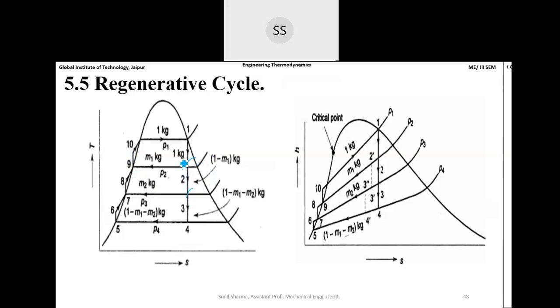Say we have talked about this as 1 kilogram. So this is 0.2 kilograms, this is again 0.2 kilograms, and this is the remaining 0.6 kilograms. And this way it happens. This is the general cycle. If we are not superheating this, we see this type of problem here.